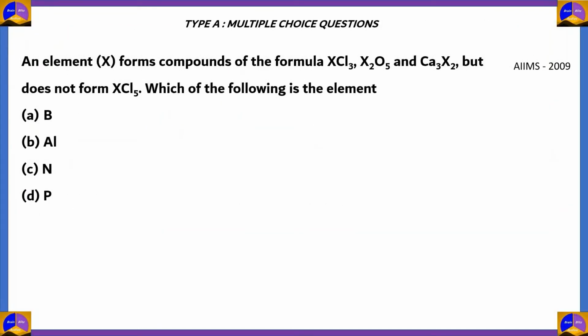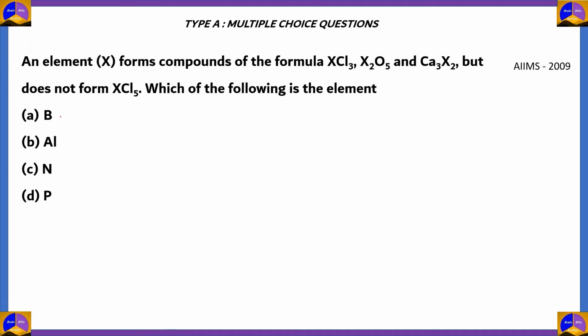Next question. An element X forms compounds of the formula XCl3, X2O5, and Ca3X2, but does not form XCl5. Which of the following is the element? We have boron, aluminum, nitrogen, and phosphorus. Now, boron and aluminum belong to group 13, and these are metals.